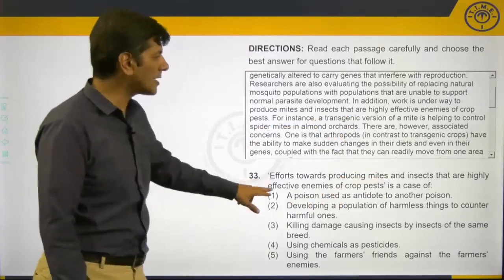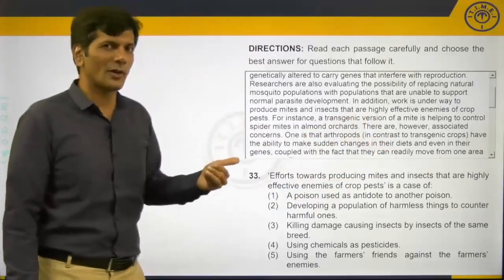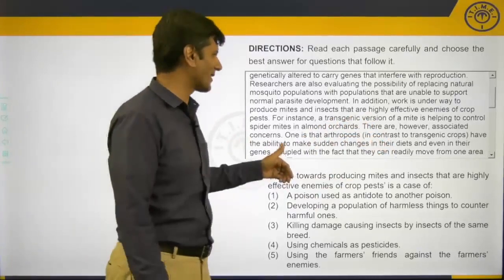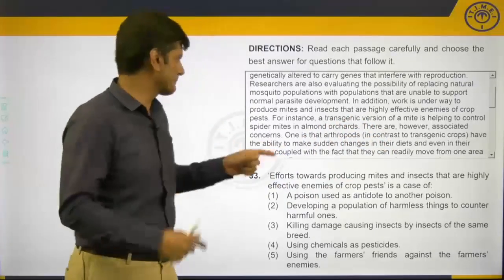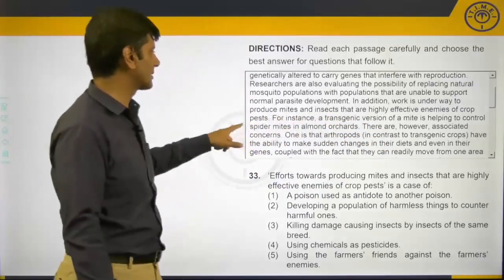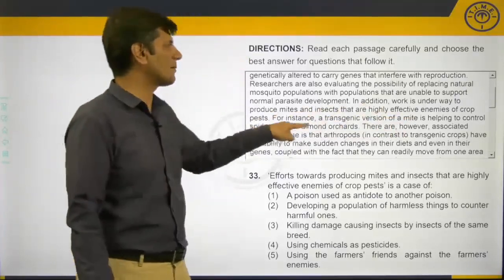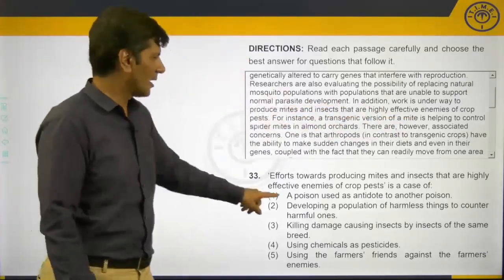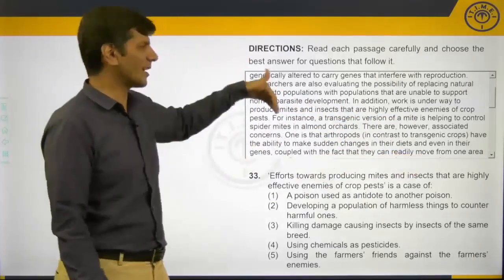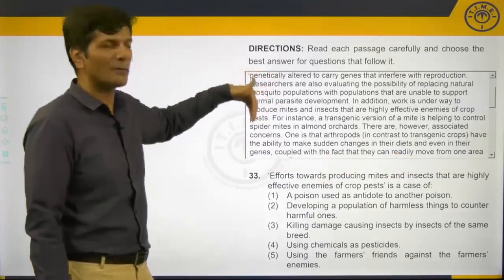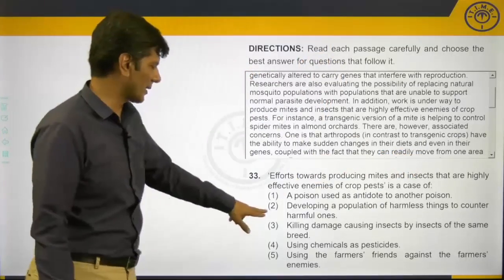First choice, a poison used as antidote to another poison. Well, that's a very tempting choice, but remember, if you look at a mite as a poison against, let's say, spider mites, a transgenic version of a mite is helping to control spider mites in these orchards. A poison used as antidote to another poison would make it incorrect because it's all got to do with one mite, a developed transgenic mite, being used against another mite.